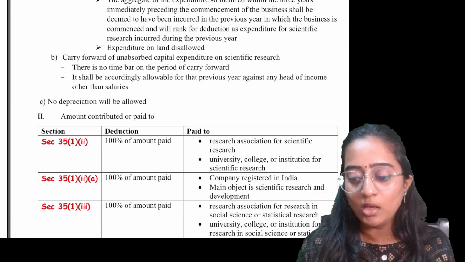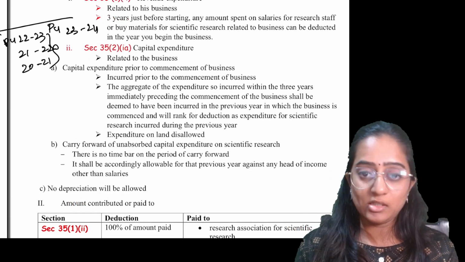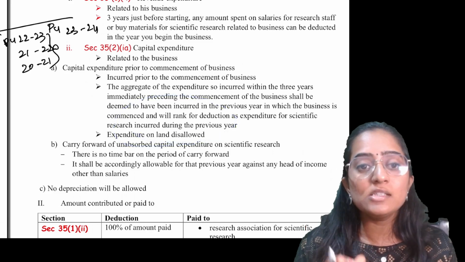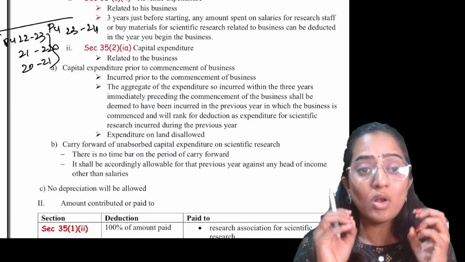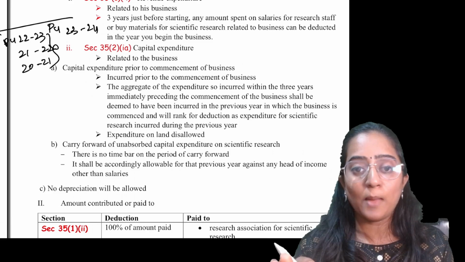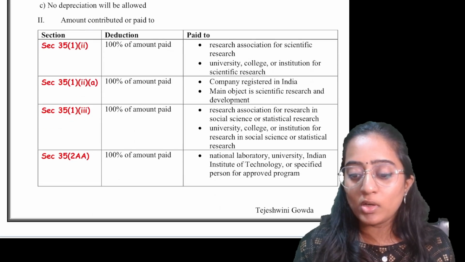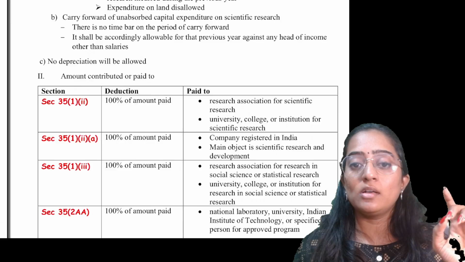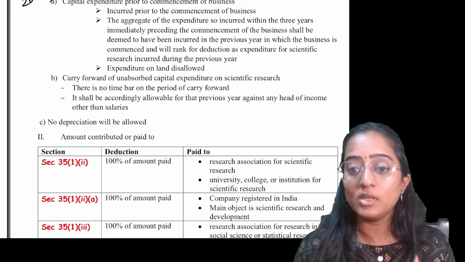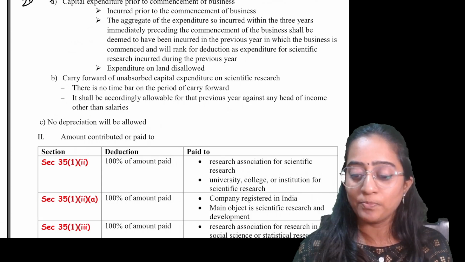Clear? Now remember, all the capital expenditure is allowed as a deduction under section 35 except for land. Land is going to be disallowed. Land will always be disallowed as your capital. It is not considered as your capital expenditure deduction. Remember. Okay. Now, whatever the amount, remember, if there is deduction which is given, there would be no depreciation that would be allowed. Deduction given, no depreciation allowed. Please remember this point. Okay.